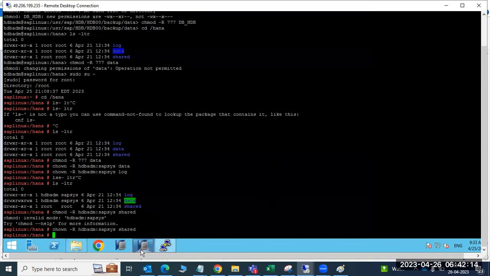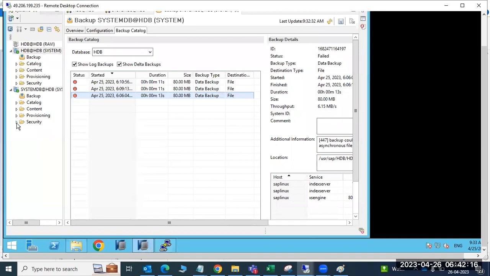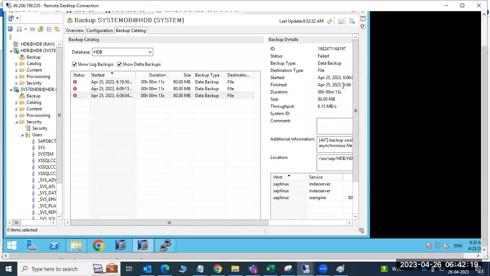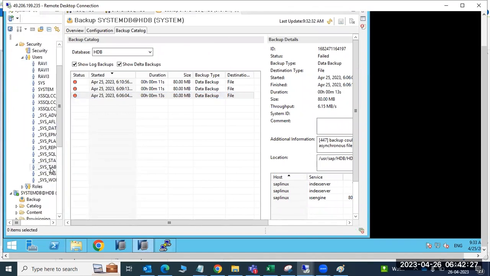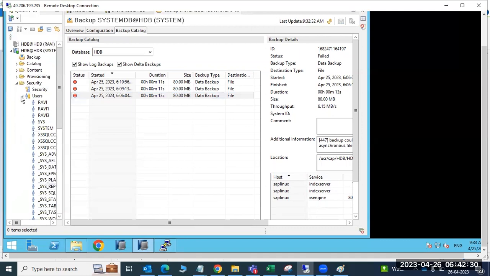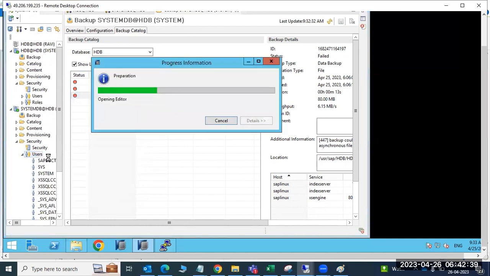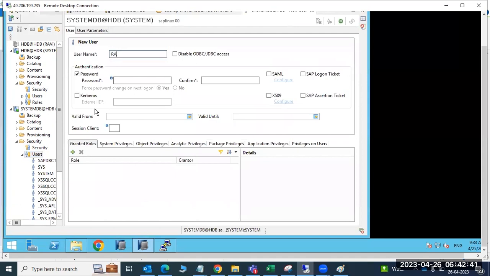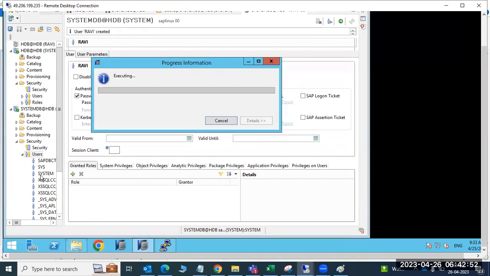Why you have to take them: suppose something got deleted. Did you create any users here? No, right? I think yesterday only I created users. I think you have not created any users. Yesterday we discussed, right? Okay, so I am creating one user now in systemdb. I have created the Ravi user now.